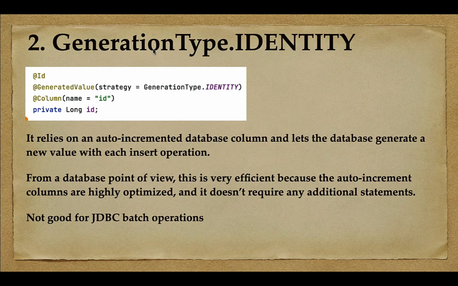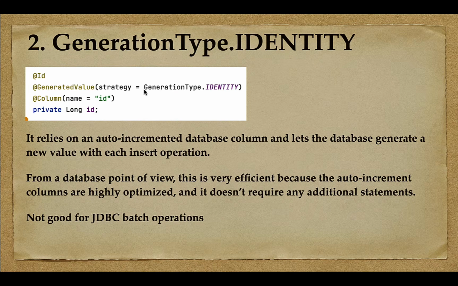Well, the next is generation type identity. This relies on an auto-incremented database column and lets the database generate a new value for each insertion operation. Probably you are familiar with the auto increment database column, right? This is the SQL DDL script property, auto increment. Each time we insert a new row in the database, the database auto increments the primary key value, right? So we can do that by using generation type identity.